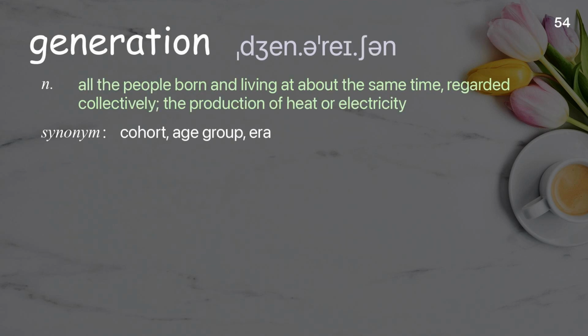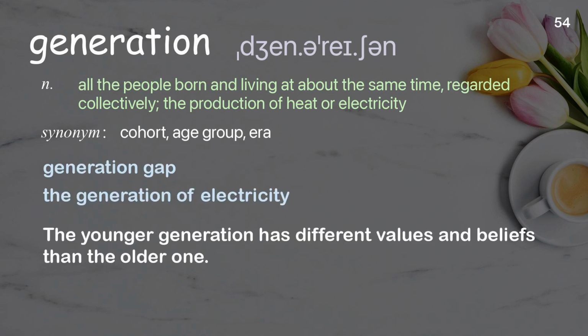Generation. All the people born and living at about the same time, regarded collectively; the production of heat or electricity. Examples: generation gap. The generation of electricity. The younger generation has different values and beliefs than the older one.